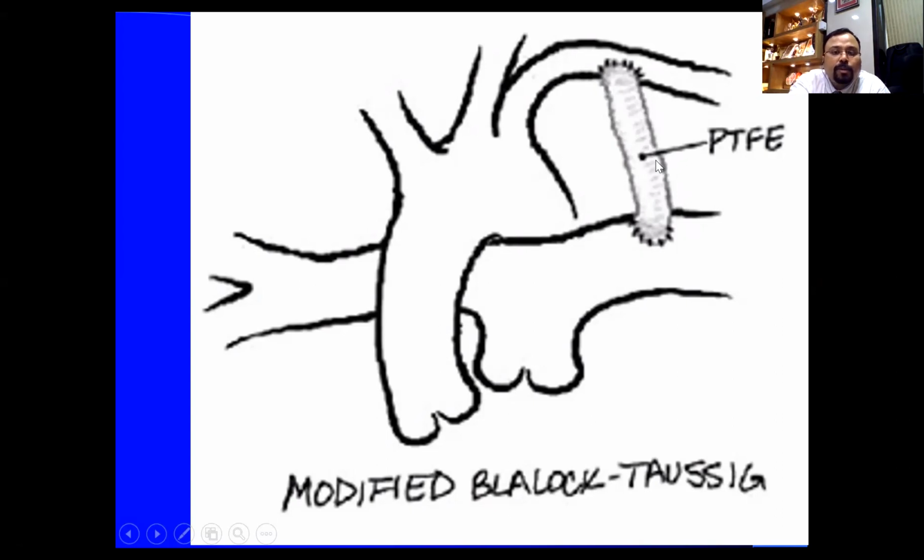Initially, people used to do classic BT shunt. In that, the left subclavian artery is directly connected to the left pulmonary artery. So left upper limb circulation is compromised, but because of development of collaterals, there won't be much problem to the child. But now we are doing PTFE BT shunt, modified BT shunt.